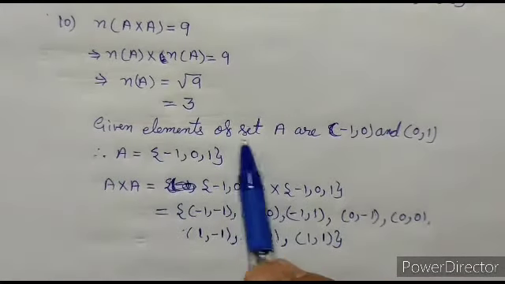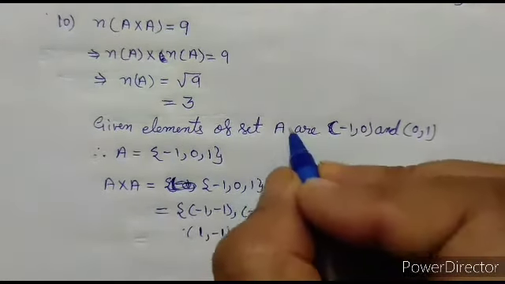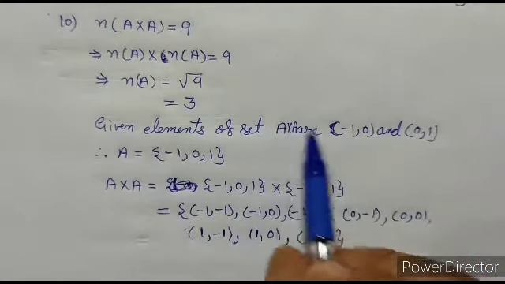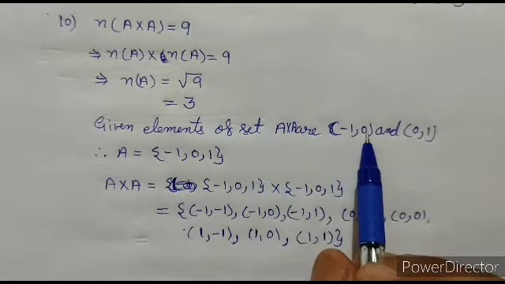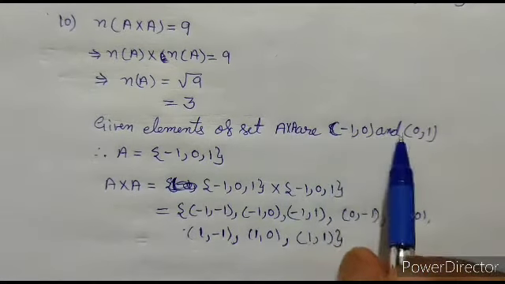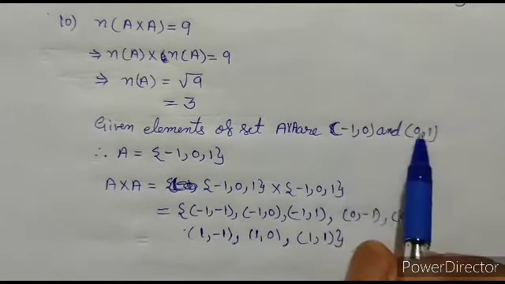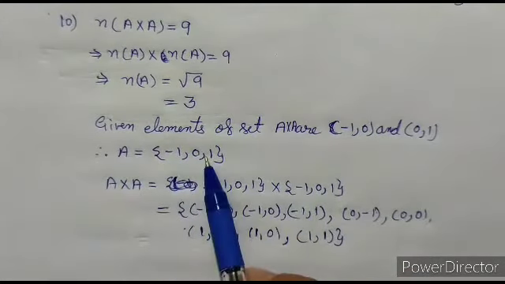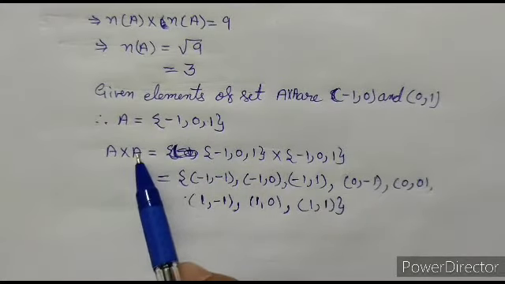Now given elements of set A cross A are (-1, 0) and (0, 1). Now 2 elements of A cross A are given to us. That means here the first element of the ordered pair will be from set A, and the second element of the ordered pair is also from set A. So we can say both the elements of this ordered pair are from set A. That means set A will have elements -1, 0 and 1. And n(A) was 3, and here we have got 3 elements in set A. Now after that we can find out set A cross A.